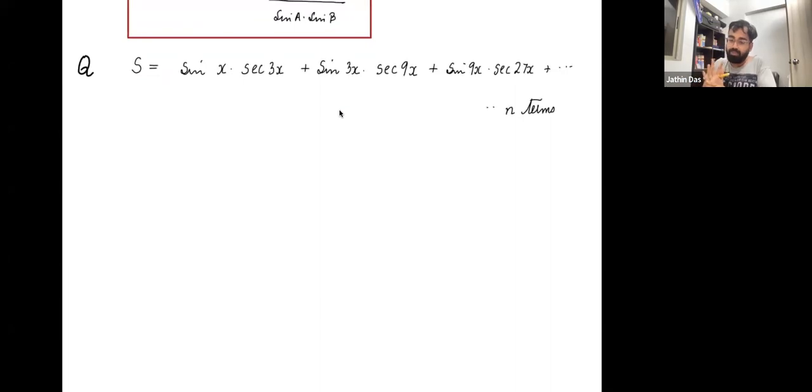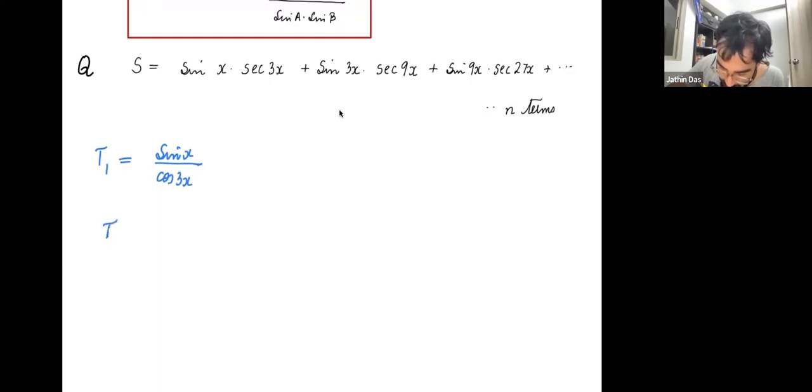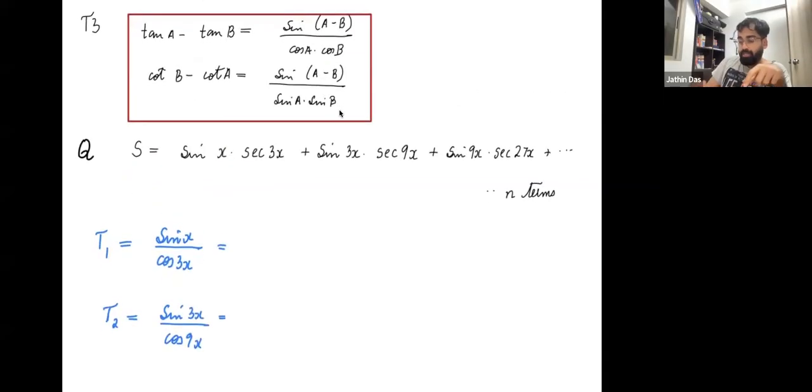So you're going to find the summation of the series. Let us see what is happening. Term 1 is sin x divided by cos 3x. Now term 2 is sin 3x by cos 9x. I told you, maximum you'll have to think about 2 terms and a subtraction of 2 terms. So it's always in this form.